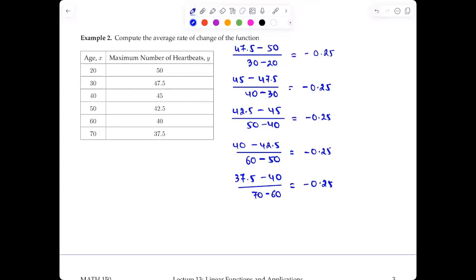All right, so they're all the same. So you can conclude that this table of data fits a linear function.